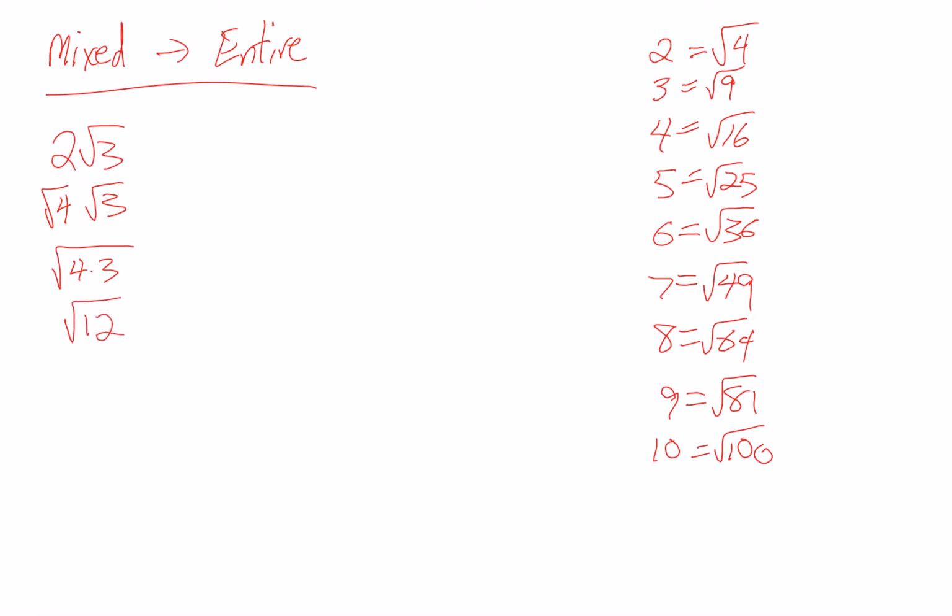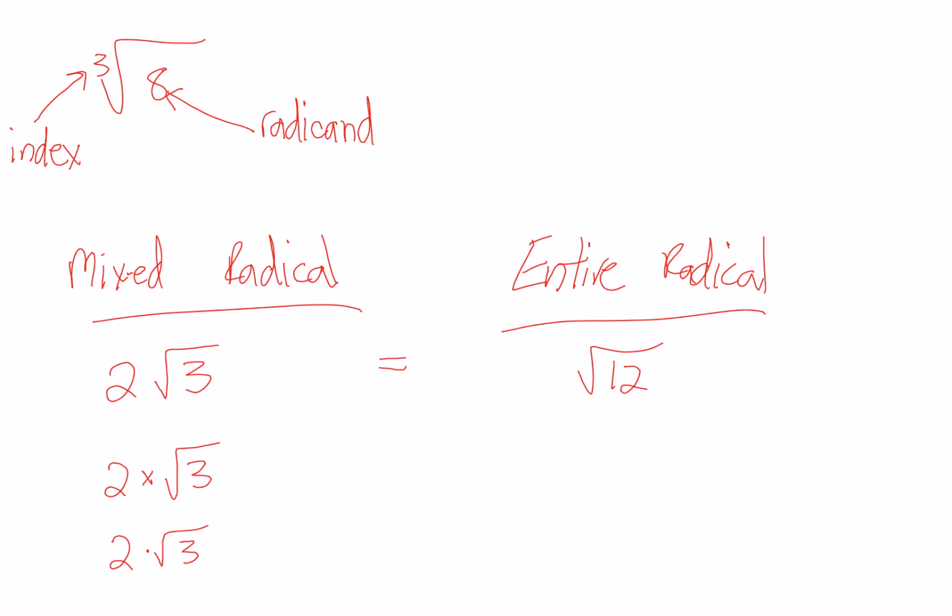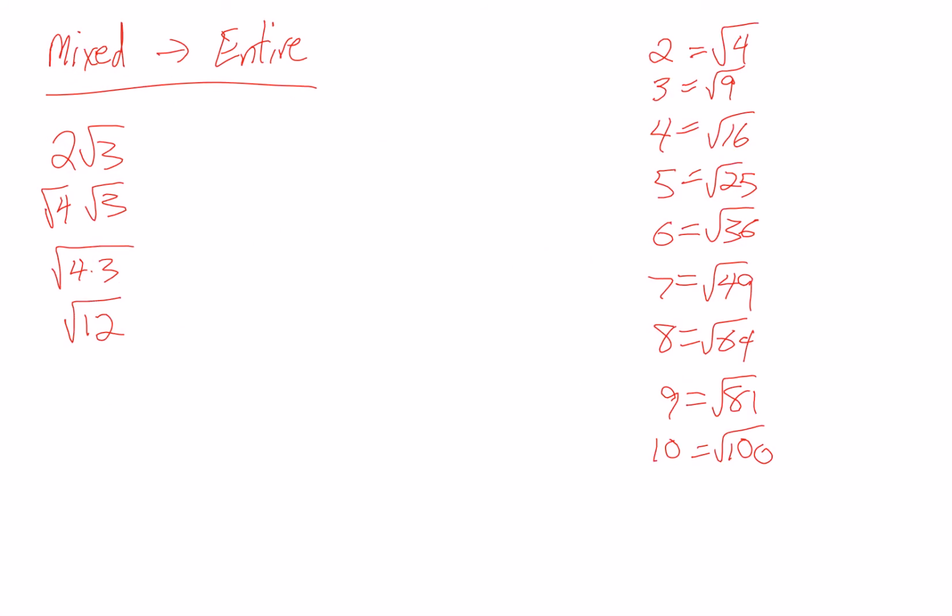So you can see on the last page, I told you 2 root 3 is the same thing as root 12, and we just proved that they are the same, right? Because we went 2 times 2 is 4, 4 times 3 is 12. So most people do really well with these kind of questions. Let's do one more. What would 3 root 5 change to?